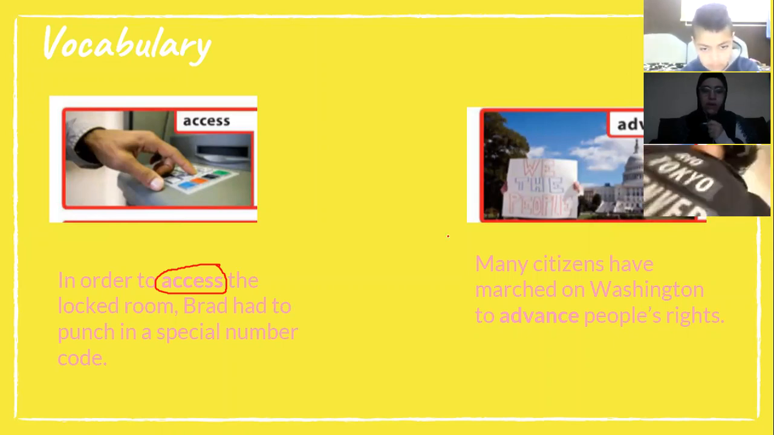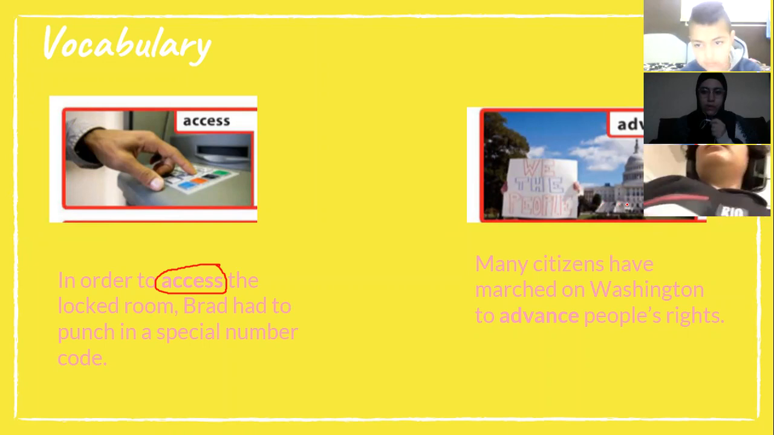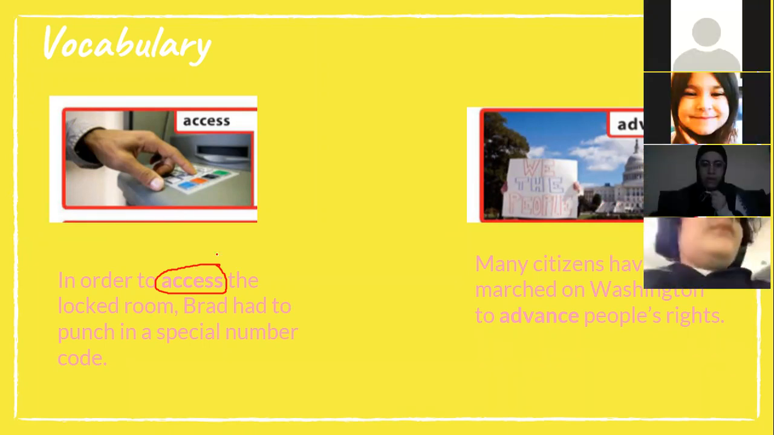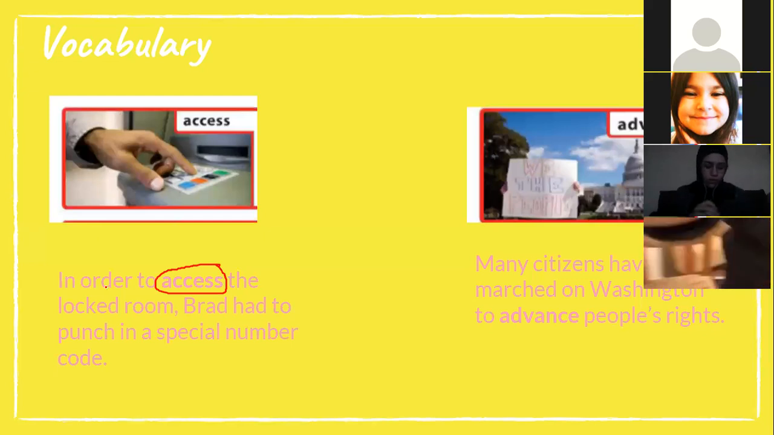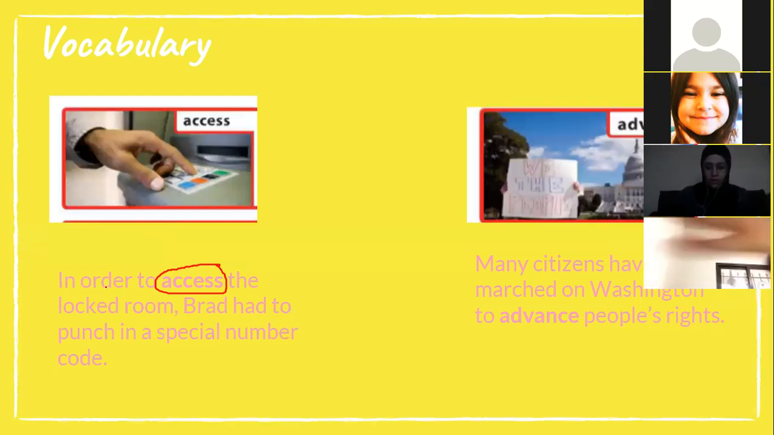Lamar? Okay. Access. What do we mean by access? In order to access the locked room, for example, he had to put in a special code. Access means to enter. To enter the special room, yes, or to have access, to get from a source, from a certain place. Thank you, Lamar.